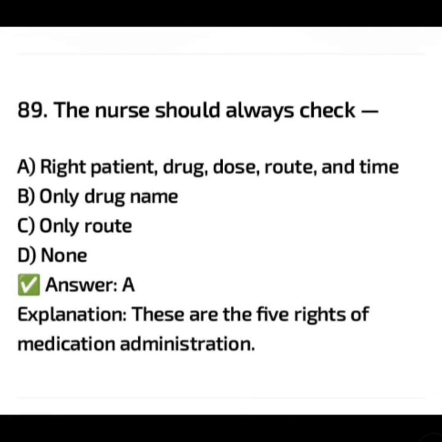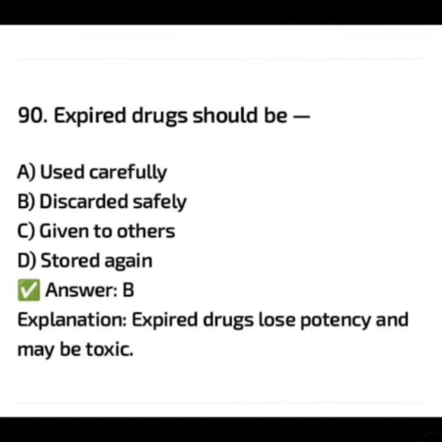The nurse should always check right patient, right dose, right route and time; the only drug name, only route, none. The correct answer is option A. These are the 5 rights of medication administration. Expired drugs should be used carefully, discarded safely, given to others, stored again. The correct answer is option B, discarded safely. Expired drugs lose potency and may be toxic.